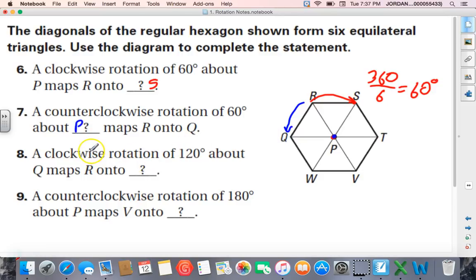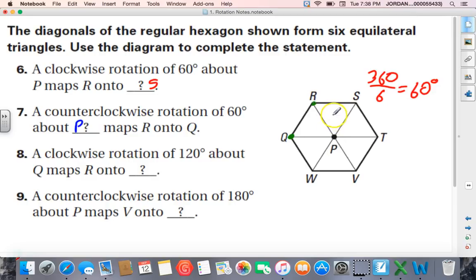Now, we're going to do something a little different. We're going to do a clockwise rotation of 120 degrees about Q. On this one, Q is our center point, not P. So I'm going to erase this. Now Q is the center that we're rotating around. It's the middle of our Ferris wheel or our clock, however you want to think about it. Clockwise rotation of 120 degrees about Q maps R. So where's R going to go?